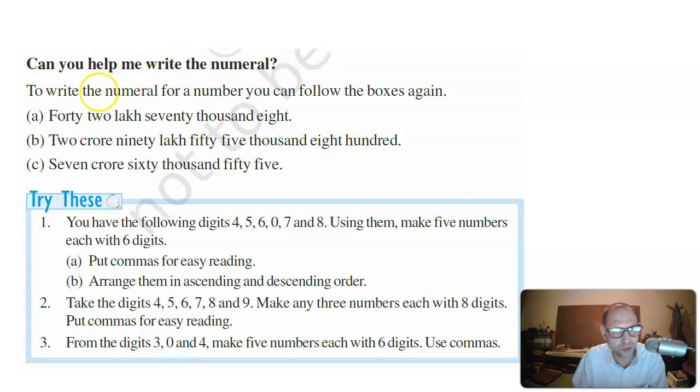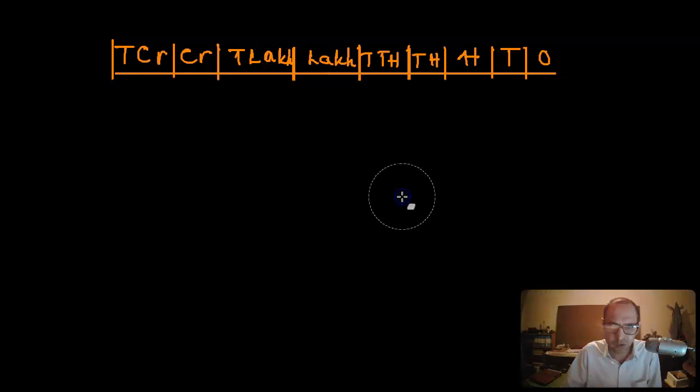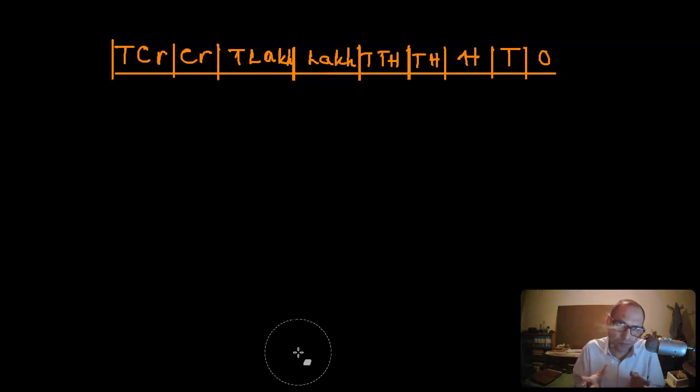Can you help me write the numerals? To write the numeral for a number, you can follow the boxes again. For example, the numbers that you can write using the boxes would be 42,70,000, 70,008, that would be one number, 2,90,55,800, and 7,60,055. And then there is this exercise over here. The exercise has been given. You can go through the questions and ideally you should be able to solve the problem if you give it a go, and do as many as you want, of course.